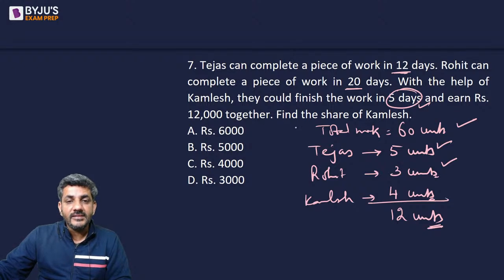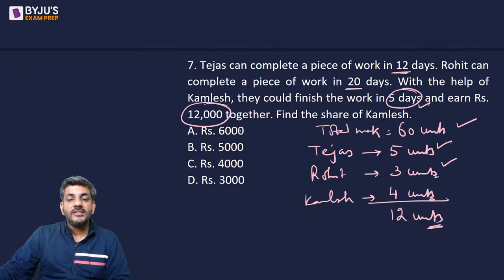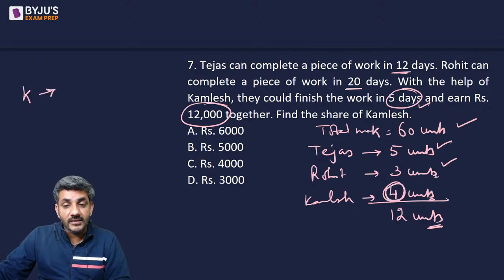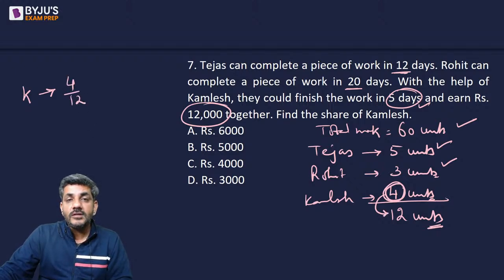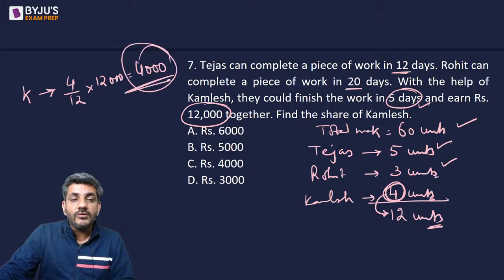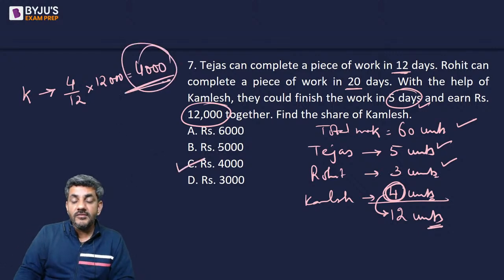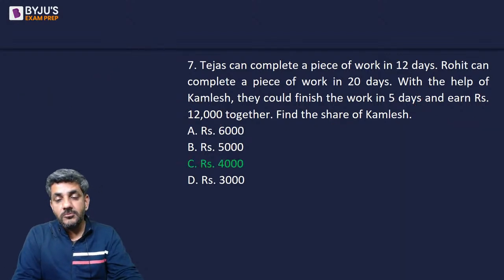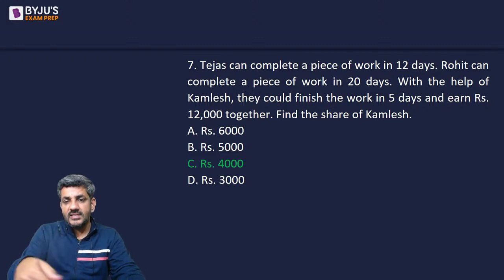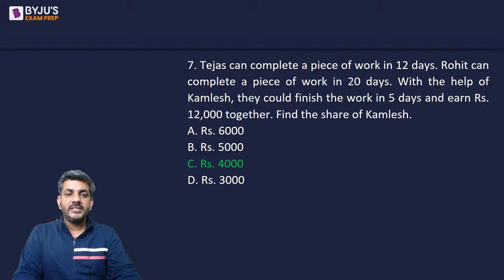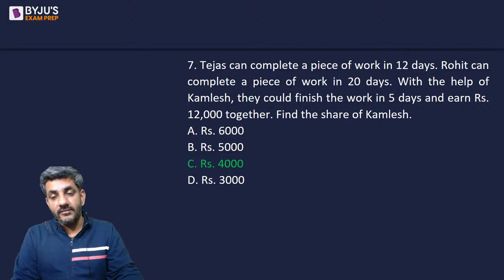So when the question says that out of a total money of 12,000, what is the share of Kamlesh? I would say the share of Kamlesh is as much as his share of efficiency. He's making 4 units out of 12. That means he's doing one third of the work. If you are doing one third of the work, the money that you would be getting will also be one third of the total. So 4,000 rupees is the share of Kamlesh, which gives me the answer as option C. Yes, Music Core gave the right answer for this question as option C. Sonu Pandit said C. I don't know whether that is the answer for the previous question or this question, but yes, C is the right answer for question number 7 here.